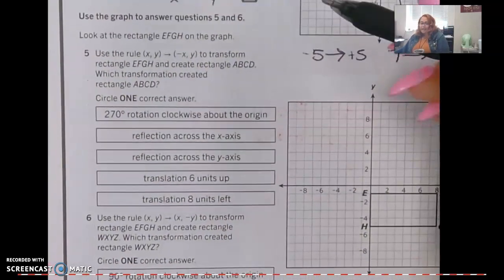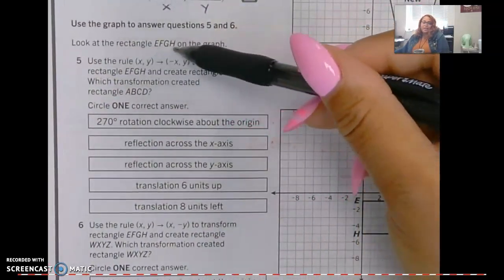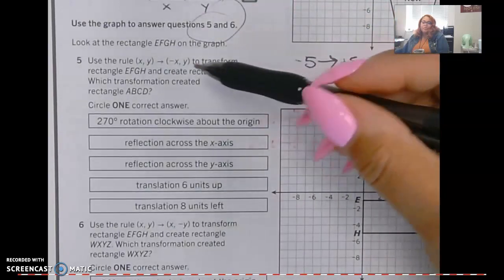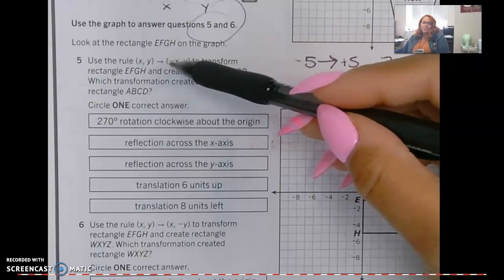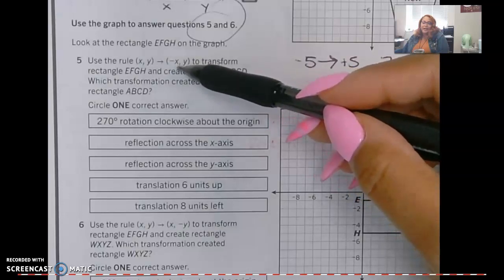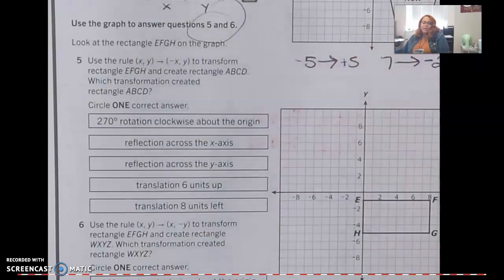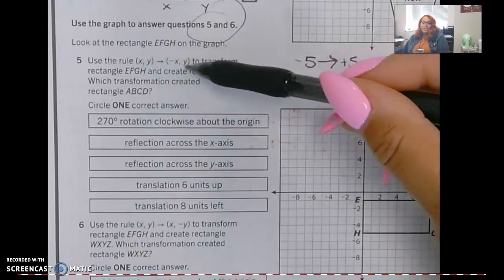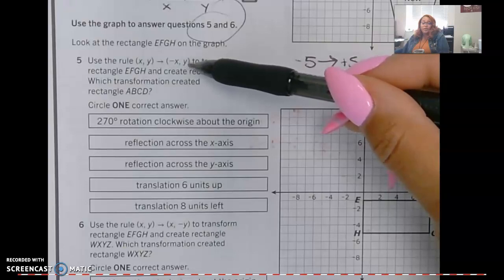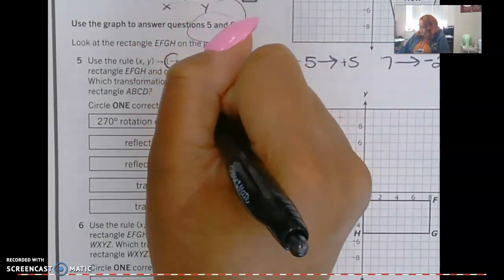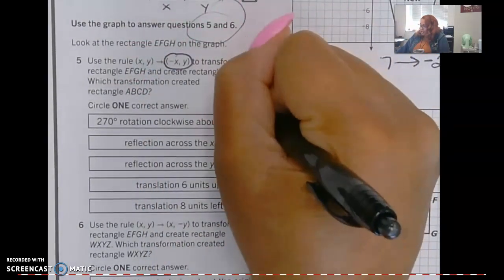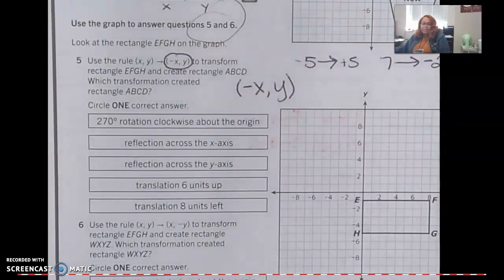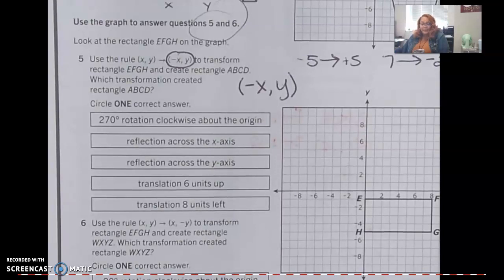Number 5. It says, look at the rectangle EFGH. We're using this picture for questions 5 and 6. Use the rule (x, y) is transformed to (opposite x, y) to transform EFGH to create rectangle ABCD. I need to look at my notes here. What rules are these for? I'm just changing my X and my Y. I'm sorry, just changing my X. It's going to be its opposite.